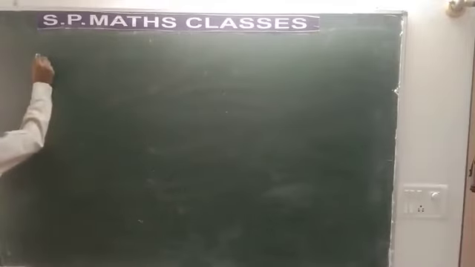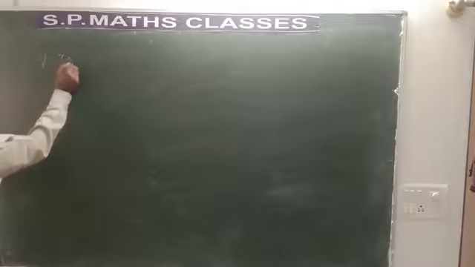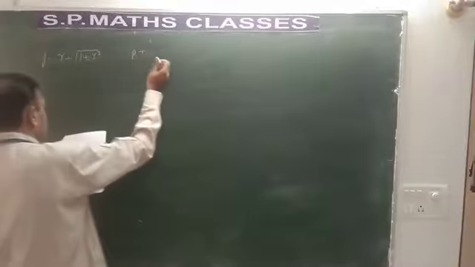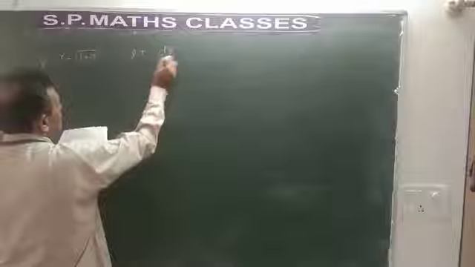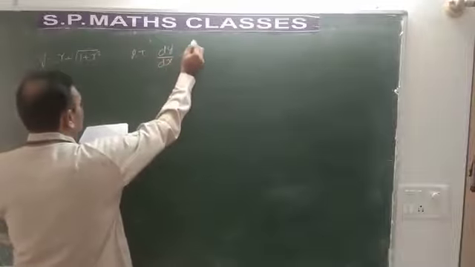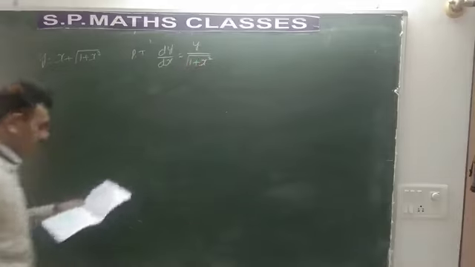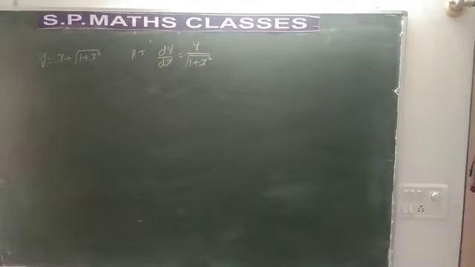If y is equal to x plus root of 1 plus x squared, prove that dy by dx is equal to y divided by root of 1 plus x squared. Y divided by root of 1 plus x squared. This is what you have to prove.